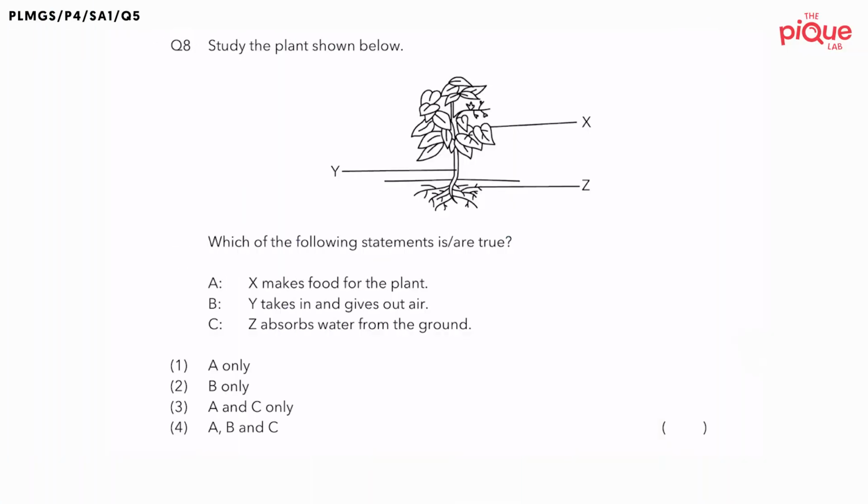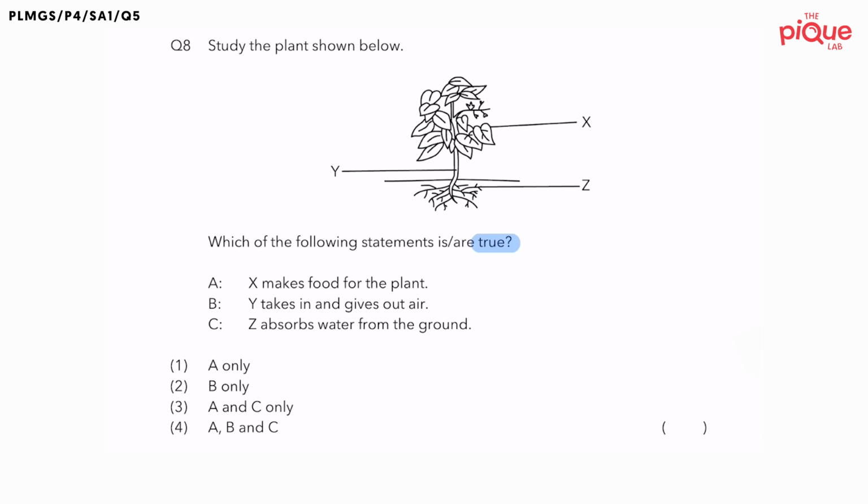Question 8. Study the plant shown below. Which of the following statements are true? So if you scan through the statements given, you'll realize that the question is testing us on the function of the different plant parts. So before we read through the statements, let's label the plant parts in a diagram first and then we'll recap on the functions for the different plant parts.